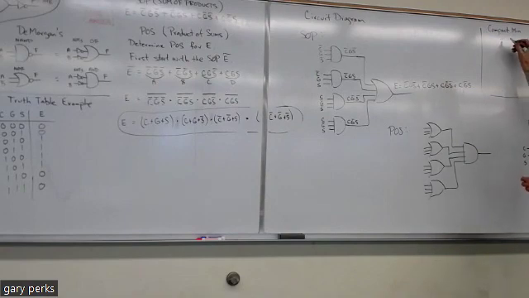Okay, what that is: there'll be a sigma symbol, and after the sigma symbol you'll have parentheses, and inside the parentheses are going to be numbers, and those numbers represent the indexes for the inputs where the ones are.